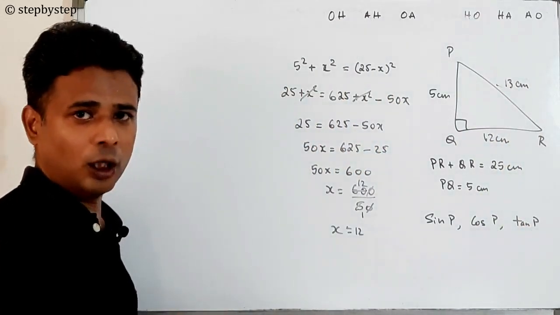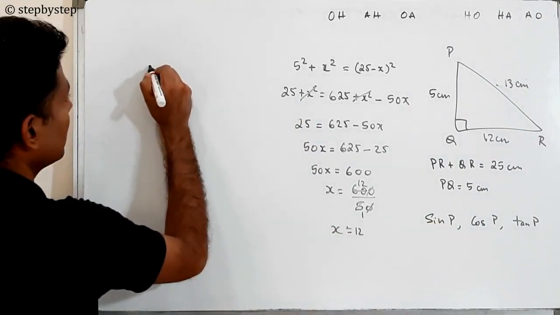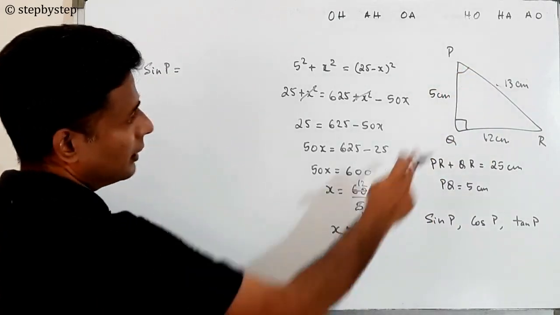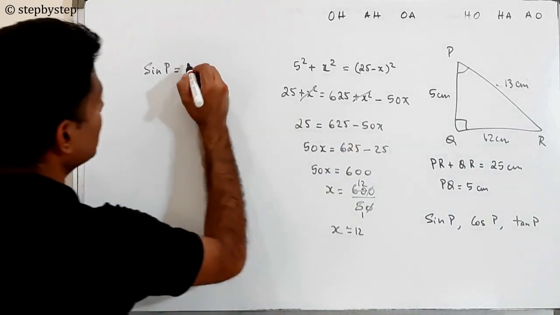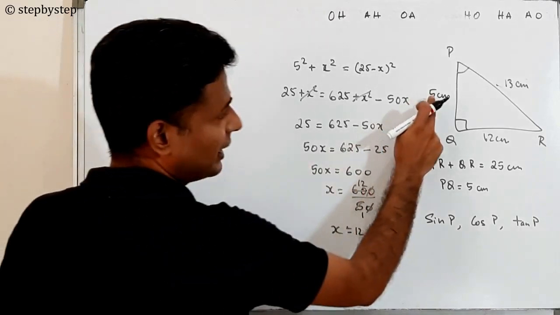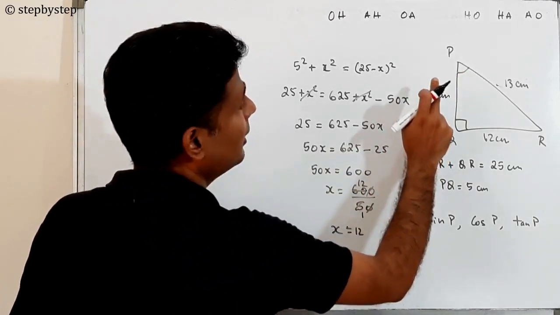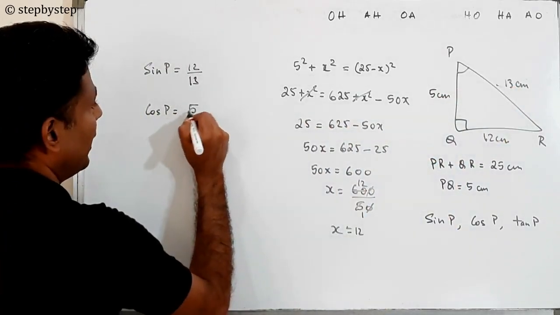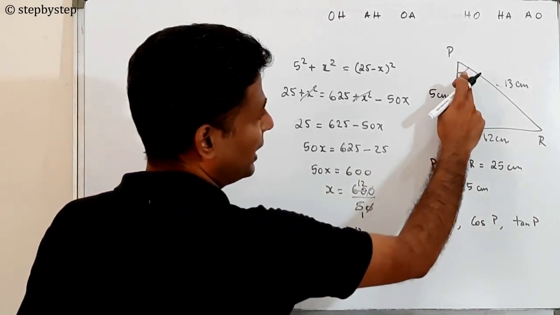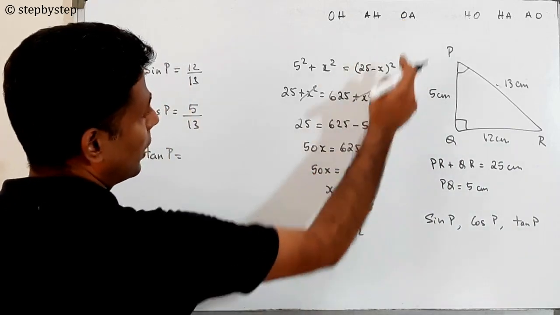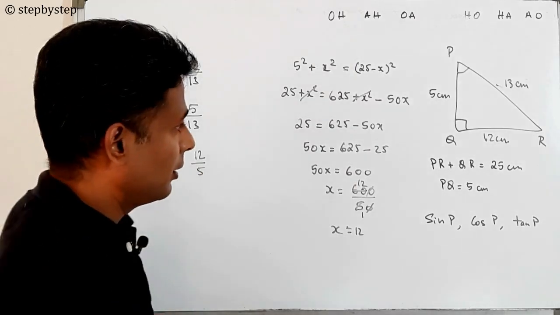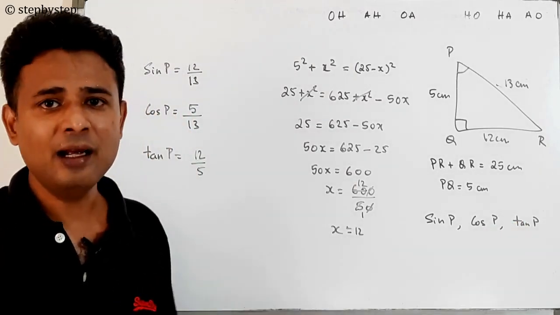So now we got all three sides. We can find sin P. Sin P equal to, where is P? I'll mark P. Sin is opposite by hypotenuse. So 12 by 13. Then they have asked us cos P. Cos P is adjacent. P is here, adjacent side is this. Adjacent by hypotenuse, so 5 by 13. And finally, tan P equal to, this is P, tan is opposite by adjacent, right? Opposite by adjacent, that is 12 by 5. So we got sin P, cos P and tan P.